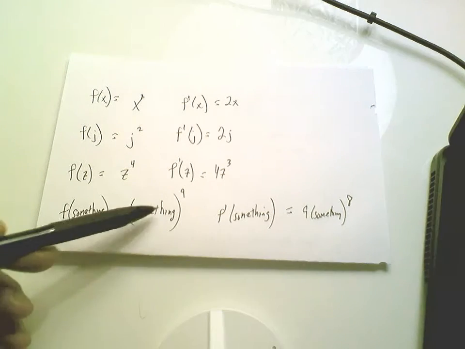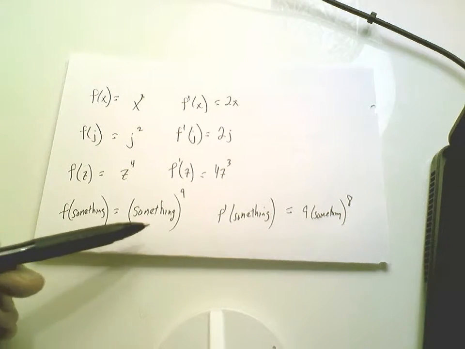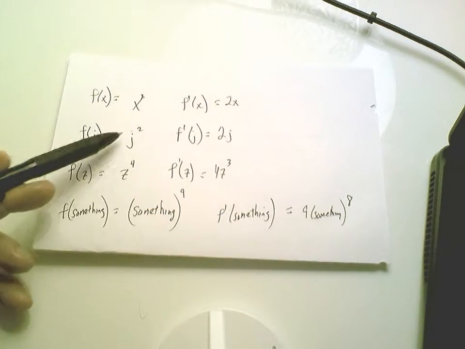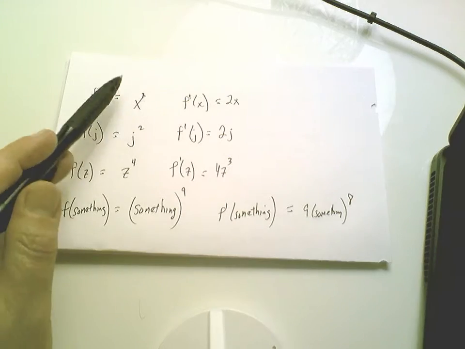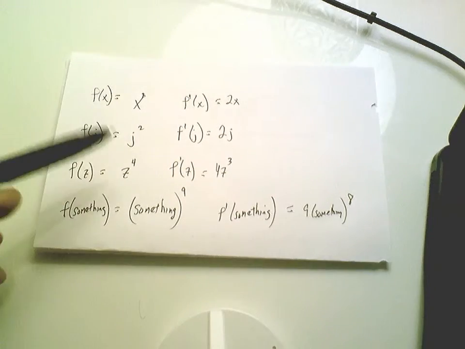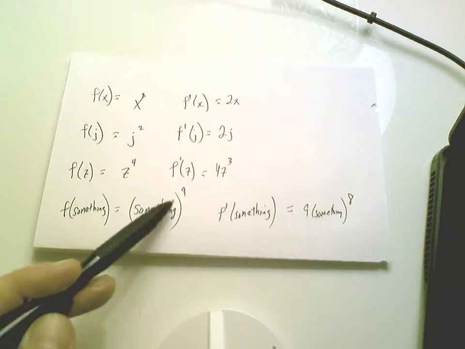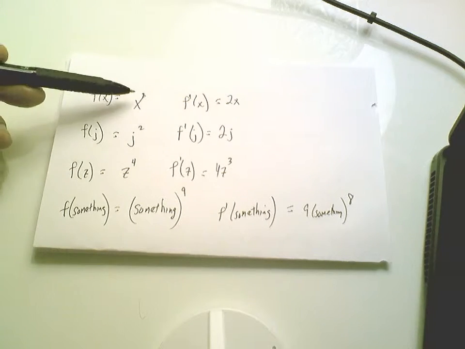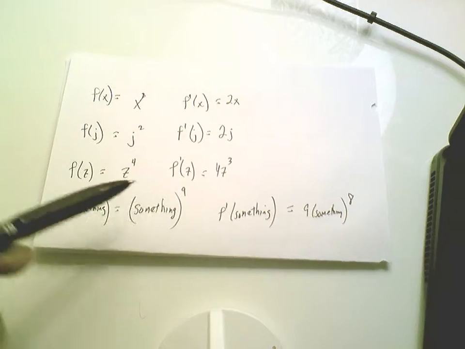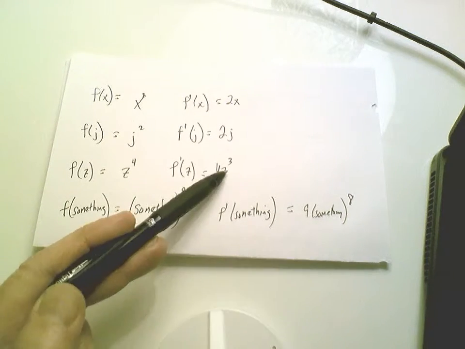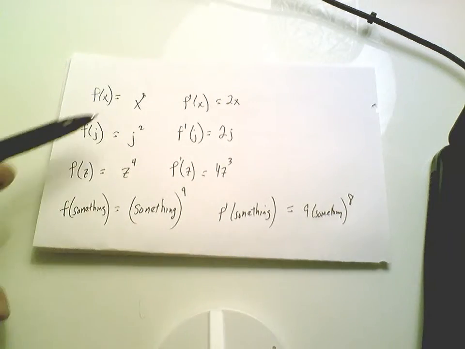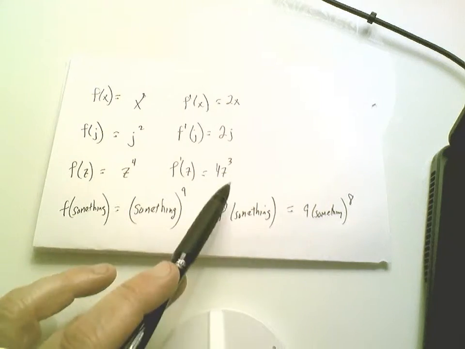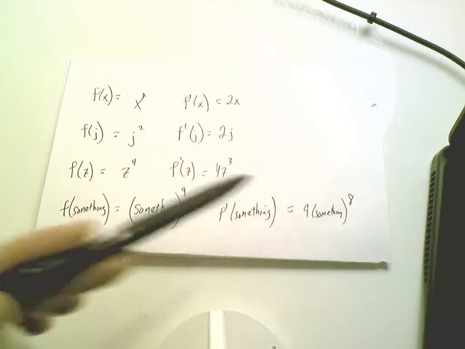Again, what's in here is almost immaterial. Whatever was there, what did I write? Z cubed. What did I write here? J to the first. Did I bring a 2 in front in the first two? Did I bring a 4 in front? Yes. Did I bring a 9 in front? Sure did. And then what did I do? Whatever my variable was, x, j, z, or something, I just decremented the power by 1. X squared became x to the first, j squared became j to the first, z to the fourth became z cubed, something to the 9th power became something to the 8th.